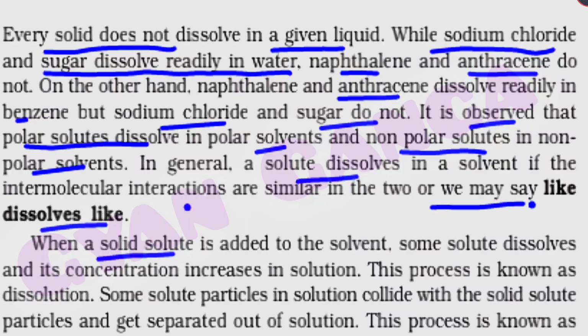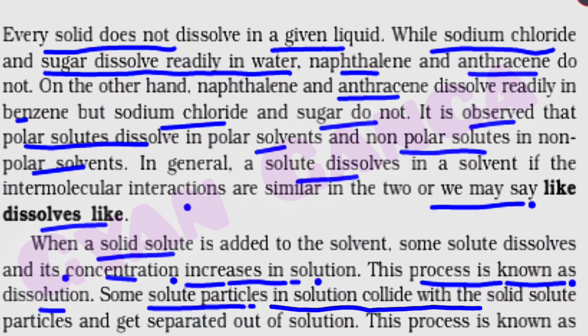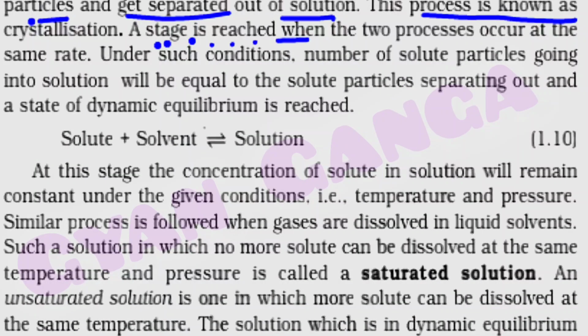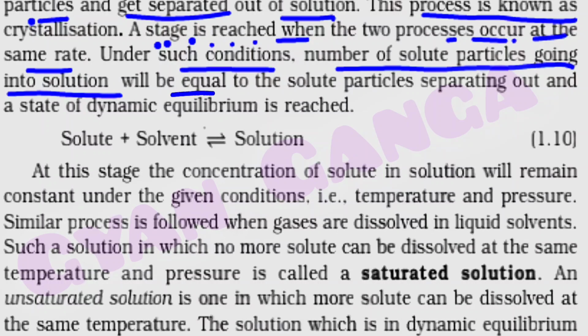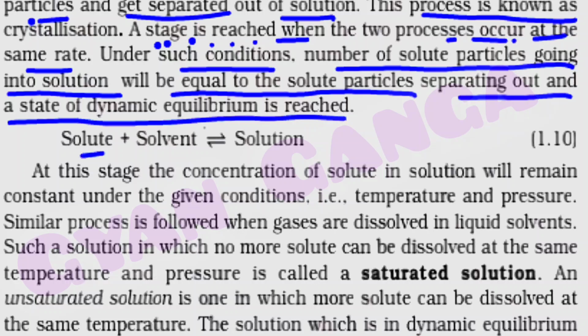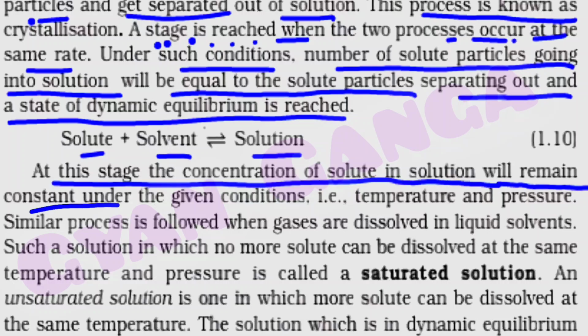When a solid solute is added to a solvent, some solute dissolves and its concentration in solution increases. This process is known as dissolution. Some solute particles in solution collide with the solid solute particles and get separated out of solution. This process is known as crystallization. Equilibrium is reached when the two processes occur at the same rate. Under such condition, the number of solute particles going into solution will be equal to the number of solute particles separating out, and a state of dynamic equilibrium is reached. Solute plus solvent is equal to solution. At this stage, the concentration of solution will remain constant under the given conditions, that is temperature and pressure.